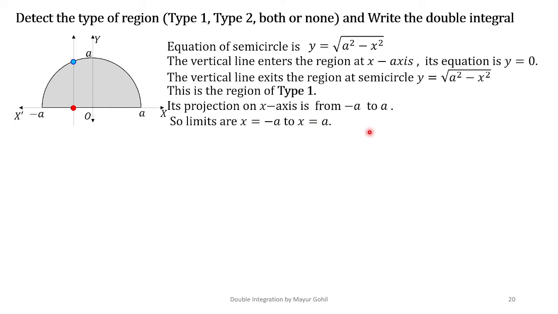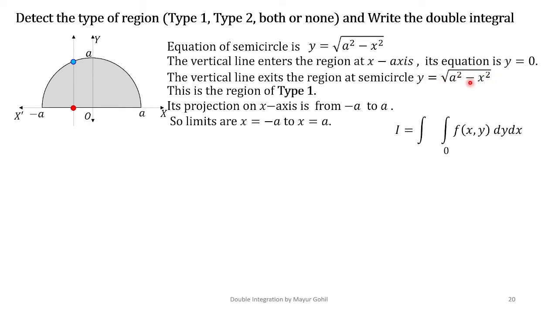Now the double integral, let us see how to write it down. The double integral is going to have a general function, because the function right now is not mentioned or given to us. Because it is a type 1 region, here we are going to have dy dx as the order. Okay, and now let us write down the limits. The limits of y are going to be from y equals 0 to y equals square root of a square minus x square.